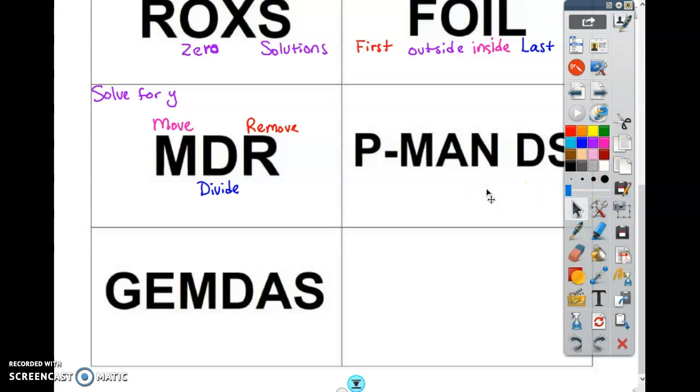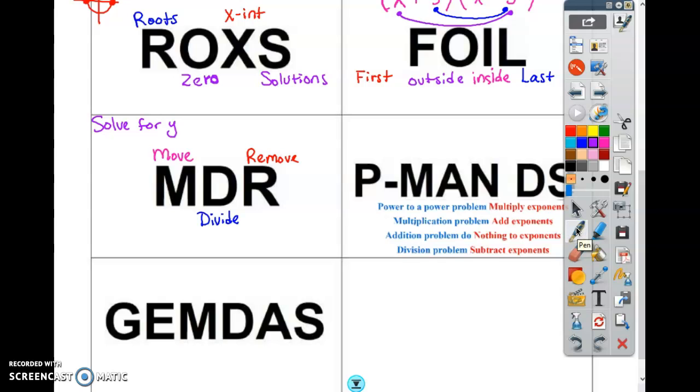So we'll go over that pretty soon. Okay, this next one's a little bit harder one, but let me try to explain it. You can pause the video and write this down. Power to a power, when you have exponents, you are going to multiply the exponents. When you have multiplication, you will add. When you have addition problems, you do nothing to the exponents, they stay the same. When you divide things with exponents, you subtract the exponents. So division, you subtract.